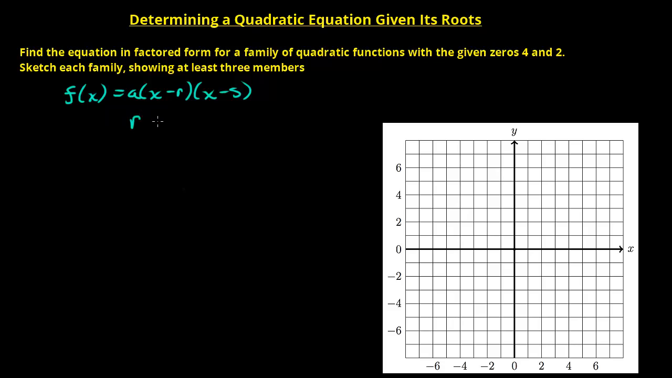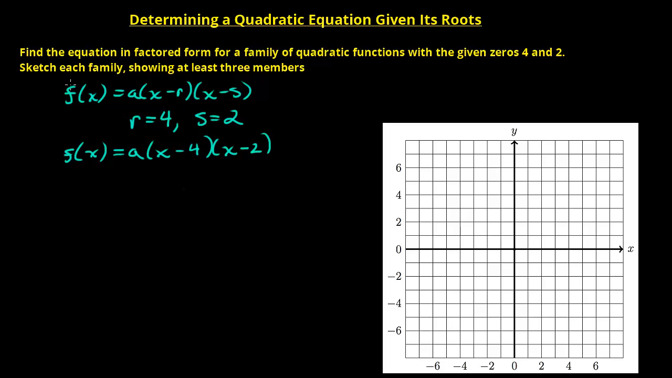Here we have that r is equal to 4, because that's one of the zeros, and s is equal to 2, because that's the other zero. So our equation in factored form for the family of quadratic functions with the zeros 4 and 2 would be f of x is equal to a times x minus 4 times x minus 2, where all I've done is plug in 4 and 2 for r and s in this equation.